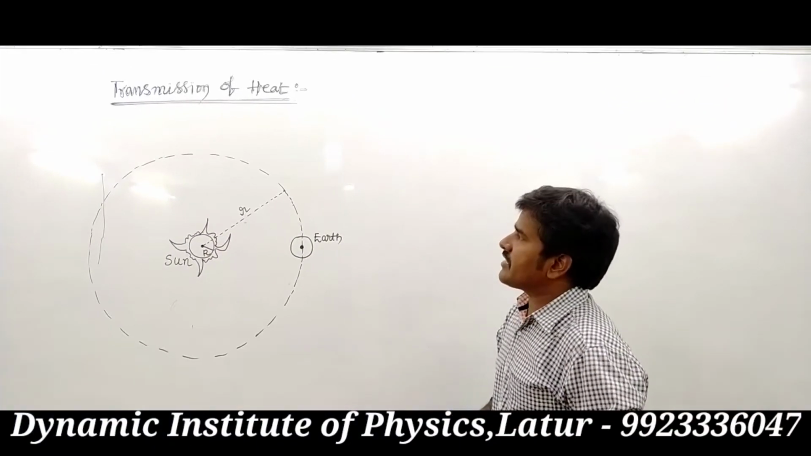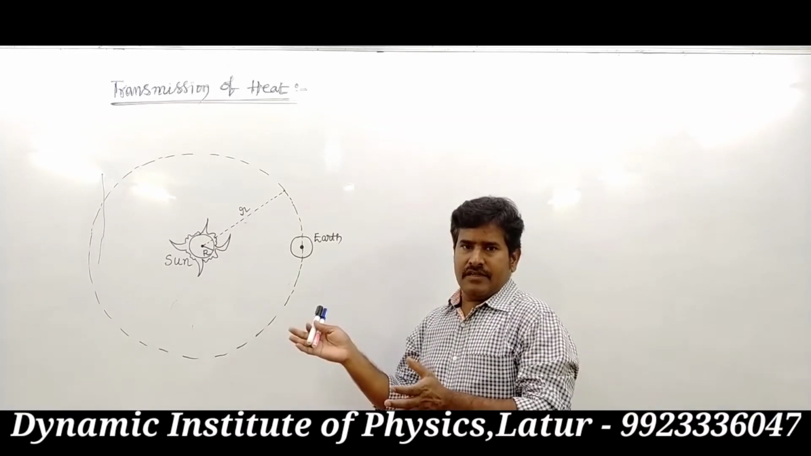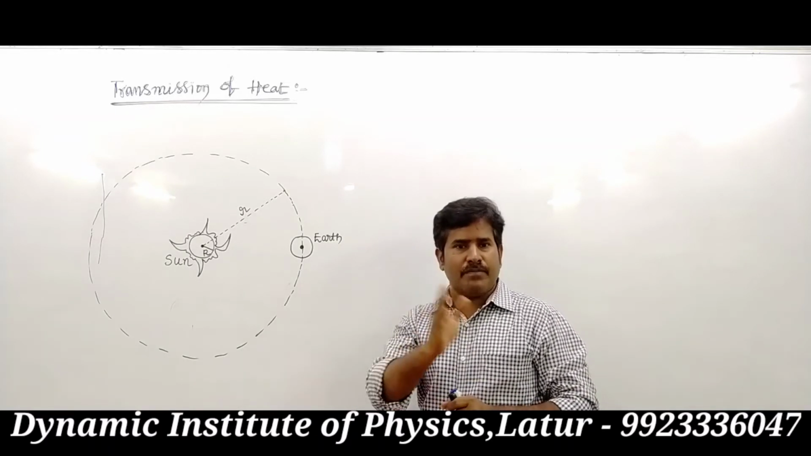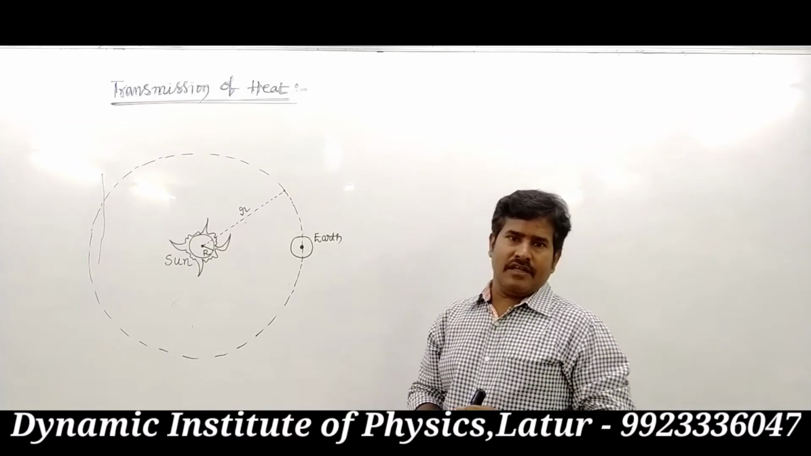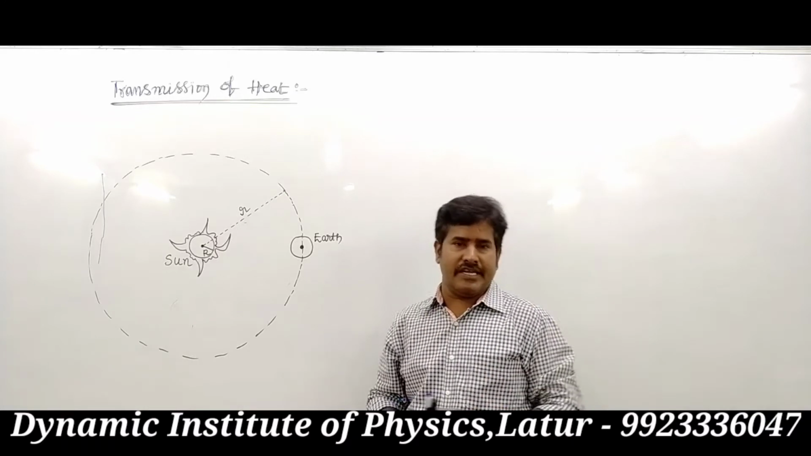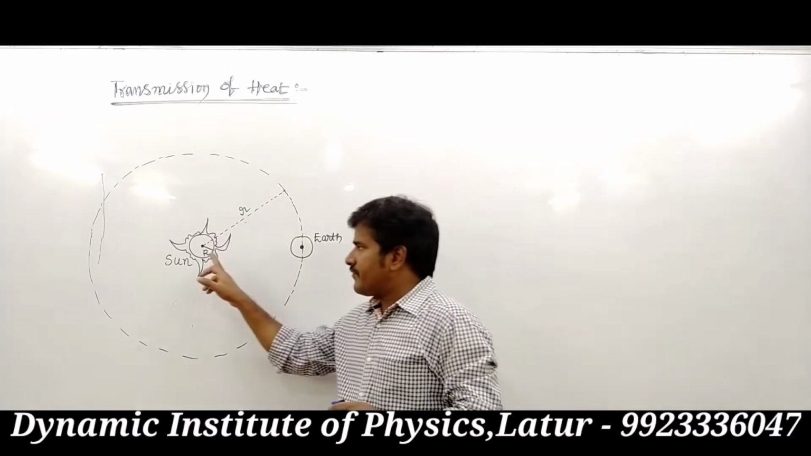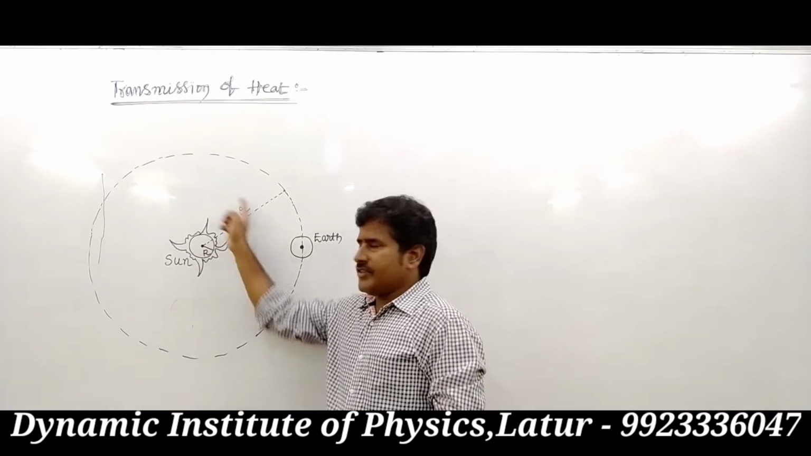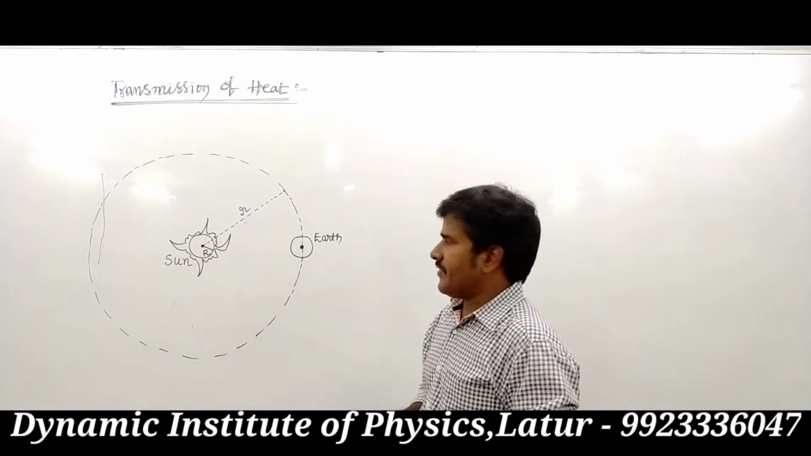Continue the concept of transmission of heat. The main aim of transmission of heat is to transfer heat from one place to another due to temperature variation. There are three processes of heat transfer: conduction, convection, and radiation. In the radiation process, heat transfers from the sun to the earth's surface without a medium.